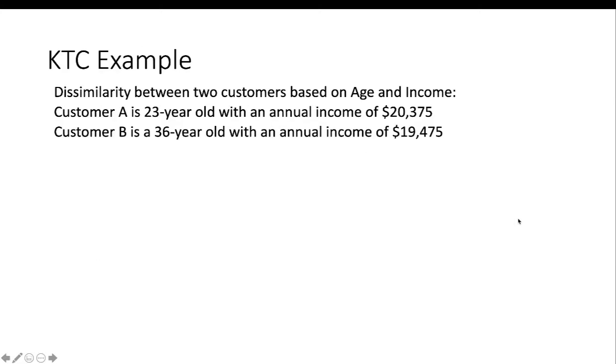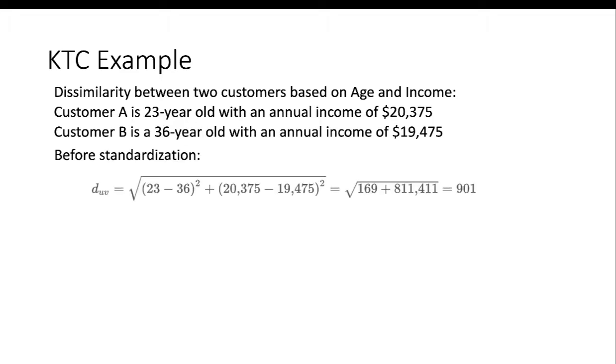So Euclidean distance is highly influenced by the scale on which the variables are measured. For example, in clustering customers of KTC based on the variables age and income, let observation U correspond to a 23-year-old customer with an annual income of $20,375, and the second observation V correspond to a 36-year-old with an annual income of $19,475. As measured by the Euclidean distance, the similarity between these 2 observations is 901.